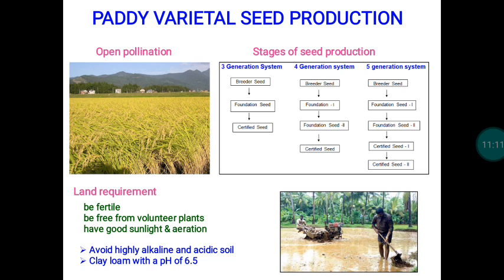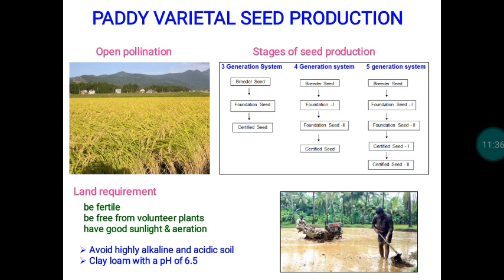If any trees are going to be in and around your seed production field, whatever crop is placed nearer to the tree, because of that shade, the sunlight reception will be low, and the yield and performance of that particular crop is not that good. So proper sunlight and aeration are also very important.